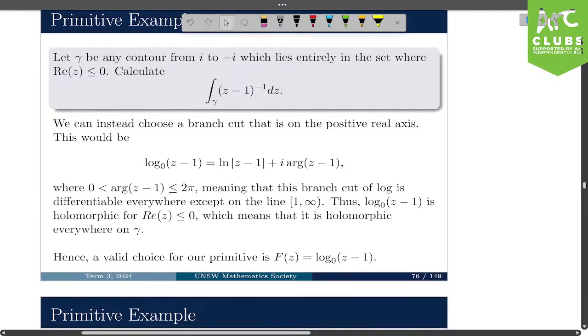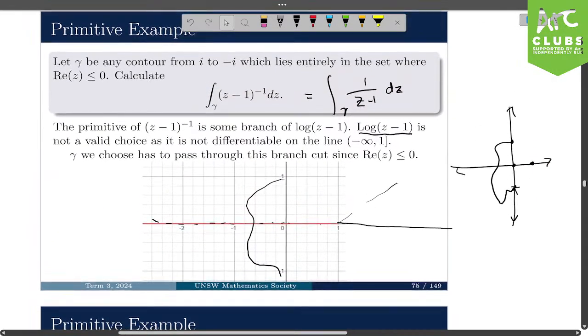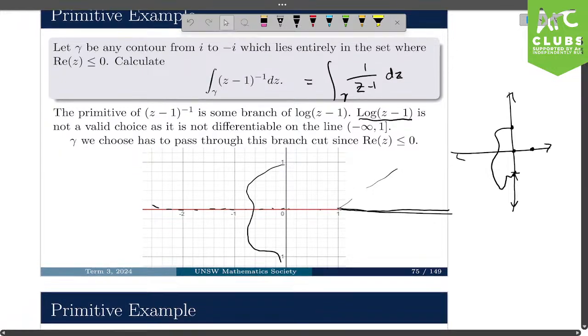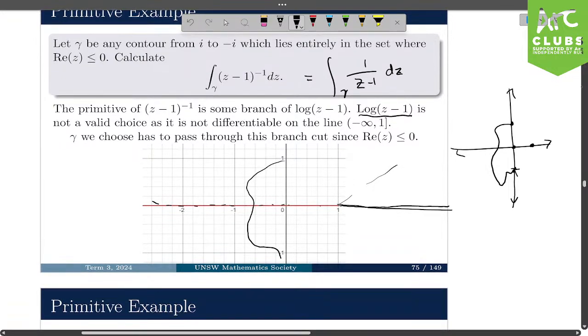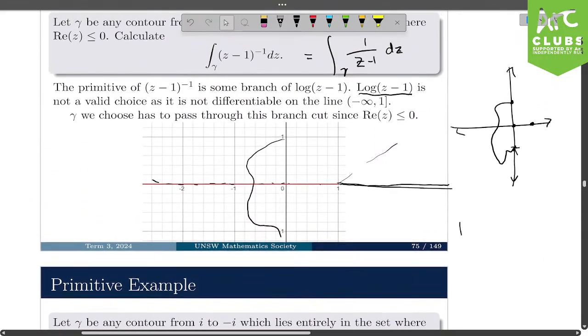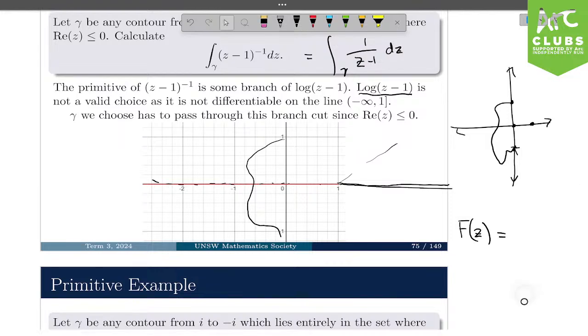So we can choose a branch of log whose branch cut is lying along the positive real axis, right? And that would completely avoid our path of integration. We could choose our antiderivative to be log 0 of z minus 1, right?